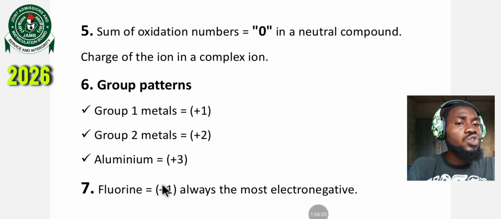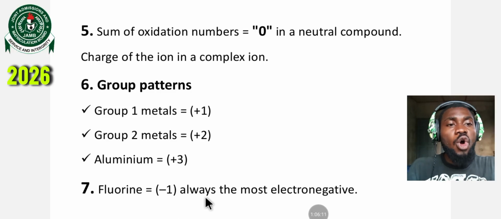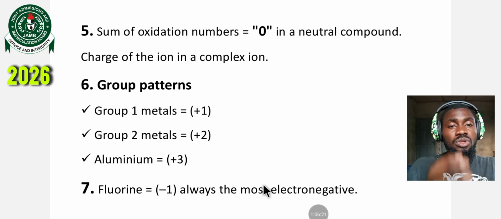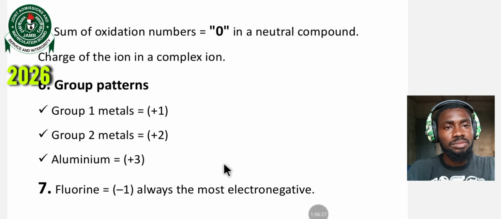Rule number 7, fluorine is equal to -1. Remember, fluorine is always the most electronegative element. That's fluorine for you. The charge of fluorine is -1.